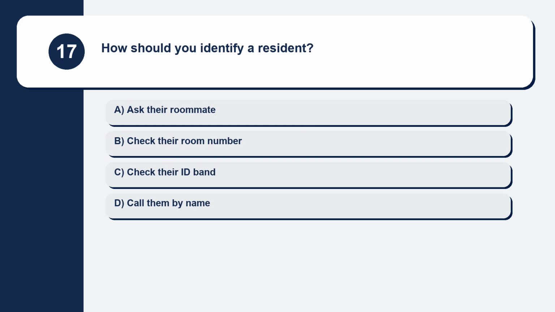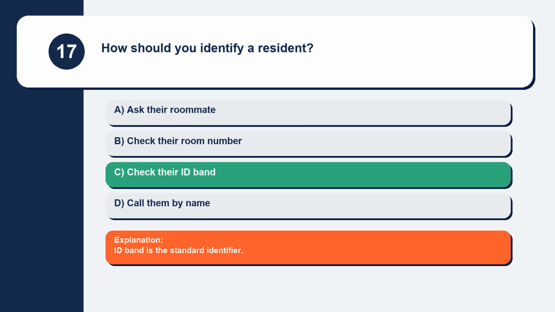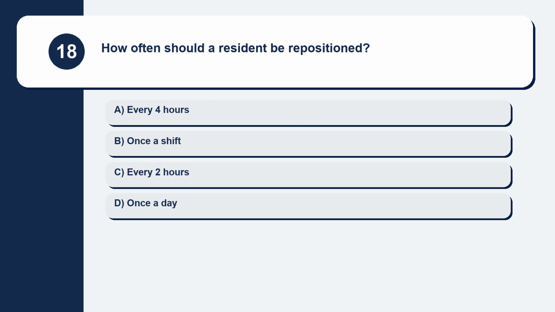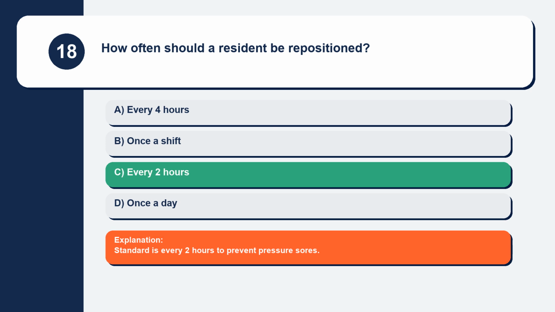Question 17. How should you identify a resident? Ask their roommate, check their room number, check their ID band, call them by name. ID band is the standard identifier. Question 18. How often should a resident be repositioned? Every 4 hours, once a shift, every 2 hours, once a day. Standard is every 2 hours to prevent pressure sores.